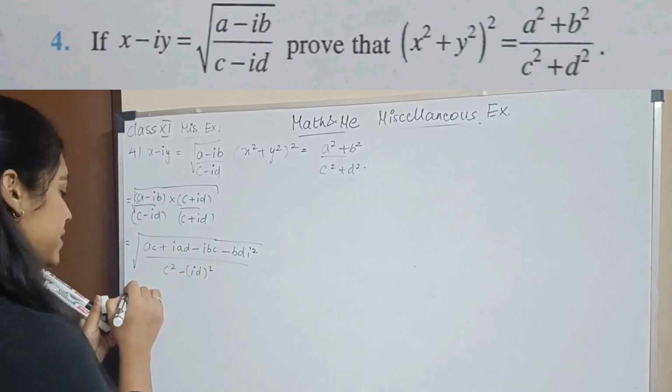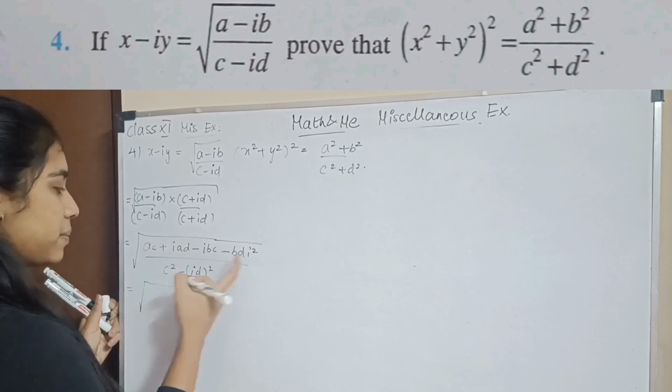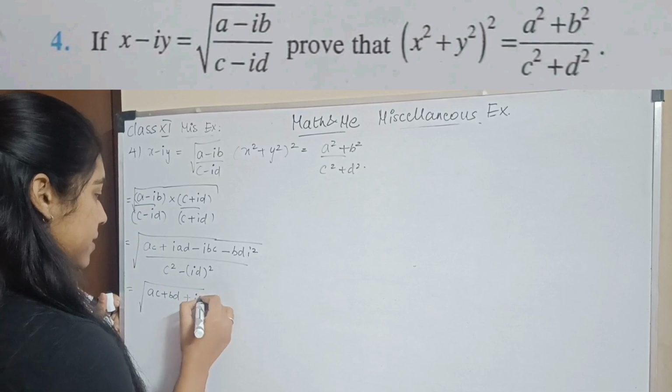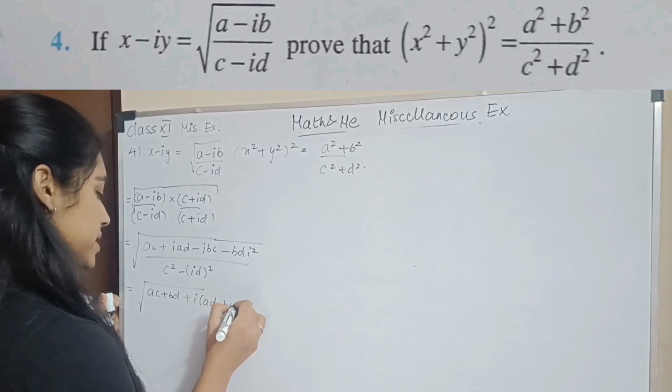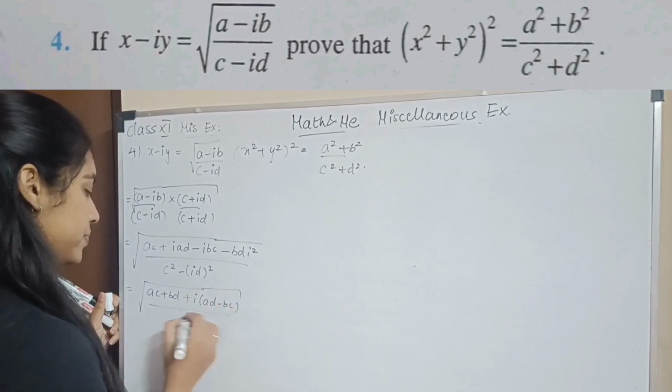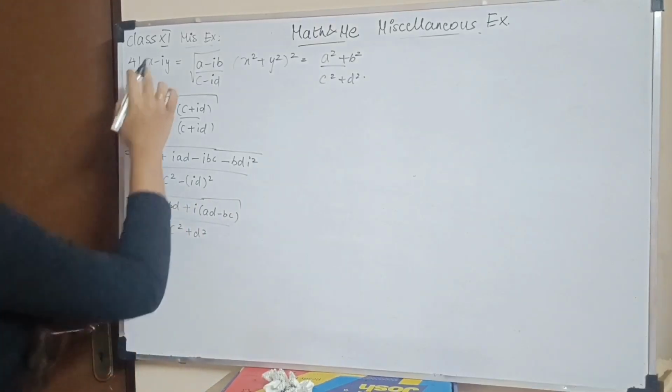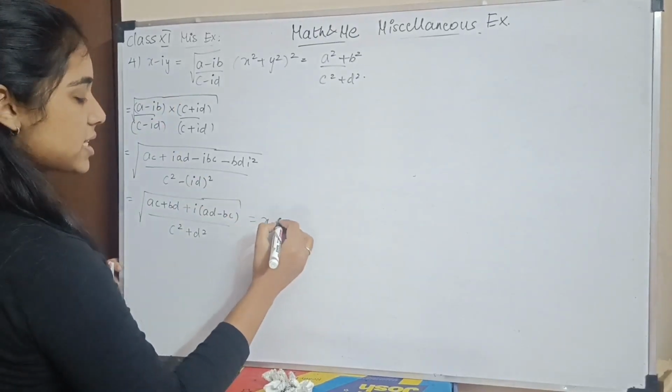id the whole square. So I have ac plus bd plus i times (ad minus bc), divided by c square plus d square. Okay, so now this is my x minus iy.